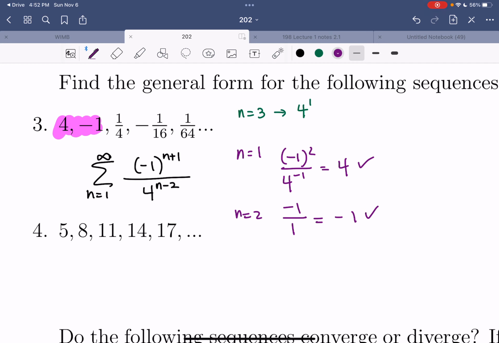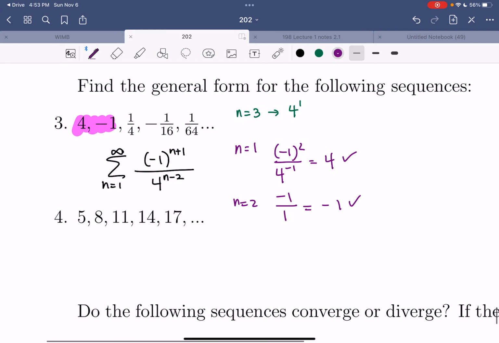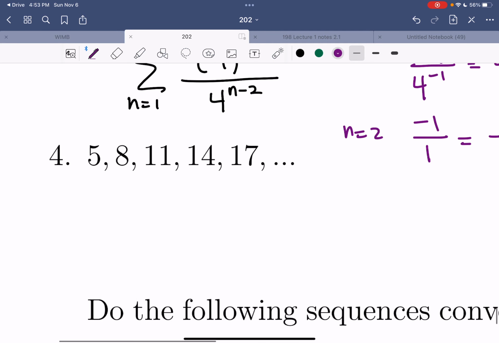Okay. So I like to think if the first 2 don't look the same, try to look at what's after that and then kind of map it back and make sure it works. Okay. Down here in number 4, if I look at the difference, I'm adding 3 each time.